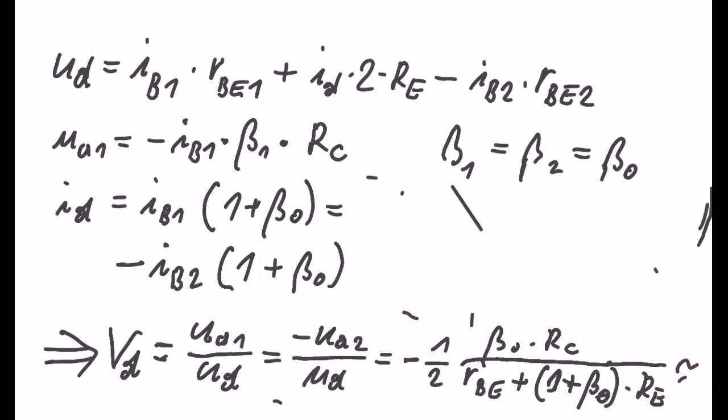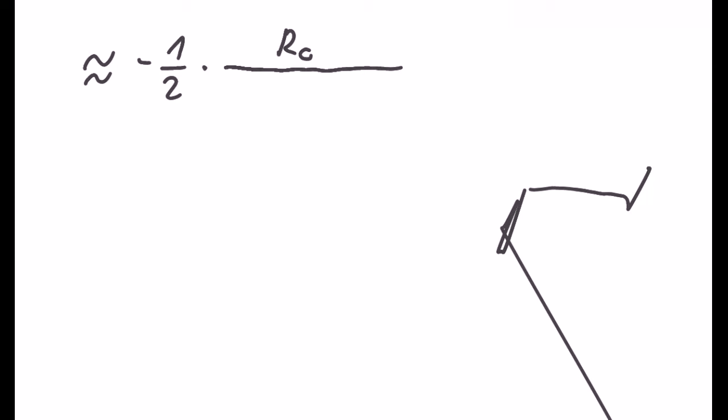and that's about minus 1/2 times RC over RBE over beta 0 plus RE. So we will see the amplification increases in case of greater RE and in case of less RE.